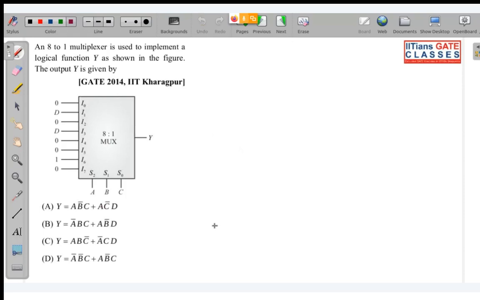Now this question, very quickly tell me. I will tell you the exam approach of how to solve this question.